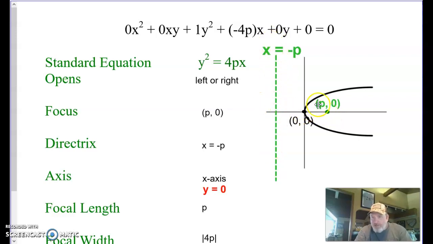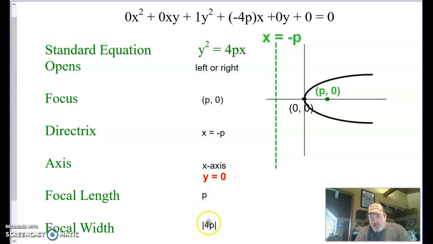Again, they are the same distance from the vertex. Now our axis of symmetry, or focal axis, is the x-axis, y equals 0. So now we're opening up to the left and right. The focal length, the distance from the vertex to the focus, is still p units. And the focal width is still the absolute value of 4p. And that's the distance straight across the parabola through the focus.